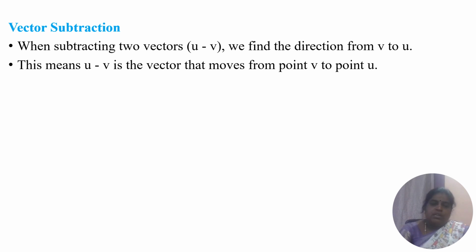Vector subtraction. When subtracting two vectors, u minus v, we find the direction from v to u. This means u minus v is the vector that moves from point v to point u.